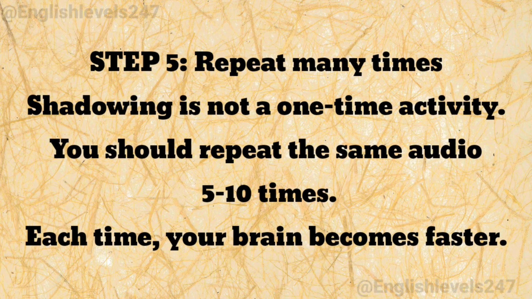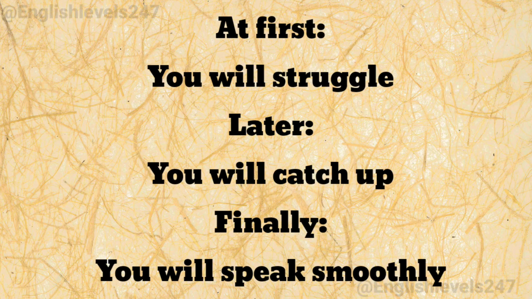Step 5. Repeat many times. Shadowing is not a one-time activity. You should repeat the same audio 5 to 10 times. Each time, your brain becomes faster. At first, you will struggle. Later, you will catch up. Finally, you will speak smoothly.